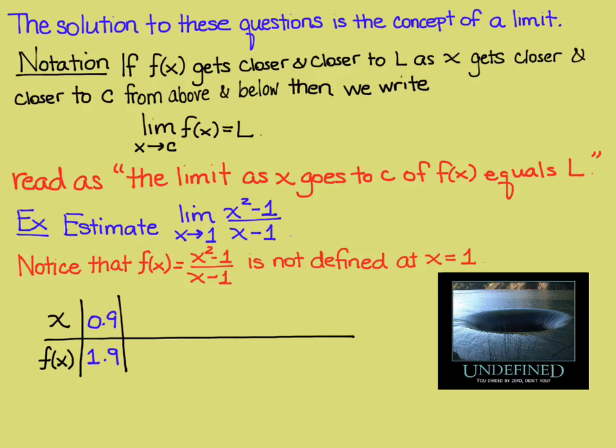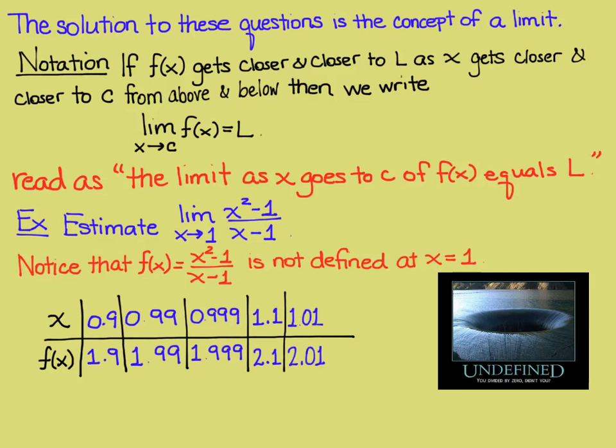Using my calculator, I plugged in x equals 0.9 into f of x, and I ended up with 1.9. I did the same thing with 0.99, and I ended up with f of x is 1.99. Again, I used 0.999, and I ended up with 1.999. I can also plug in values that are slightly bigger than 1. So 1.1 is slightly bigger than 1, but relatively close to 1. And when I plug it into f of x, I get 2.1.